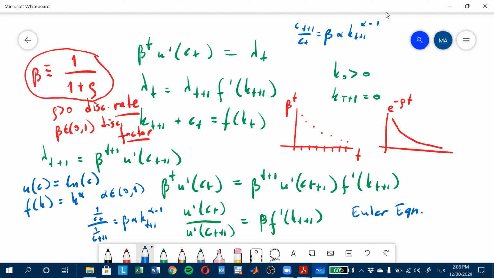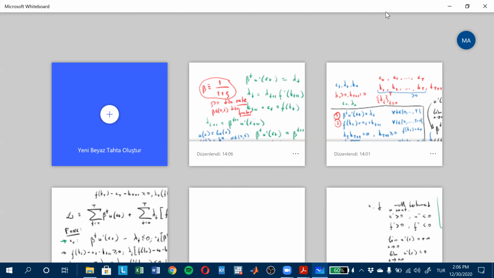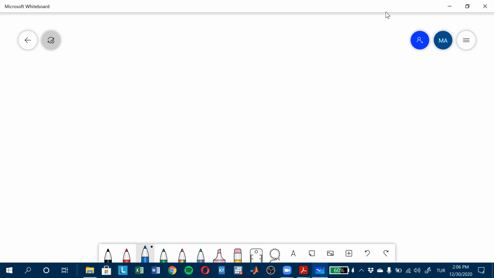So you can do that, and then you can look at the steady state, because this is just a dynamical system now, right? So a steady state will satisfy, of course, these conditions, right?